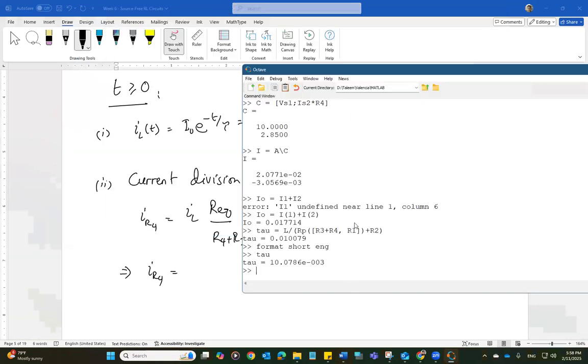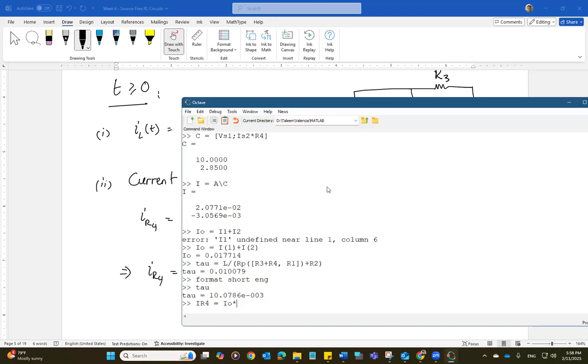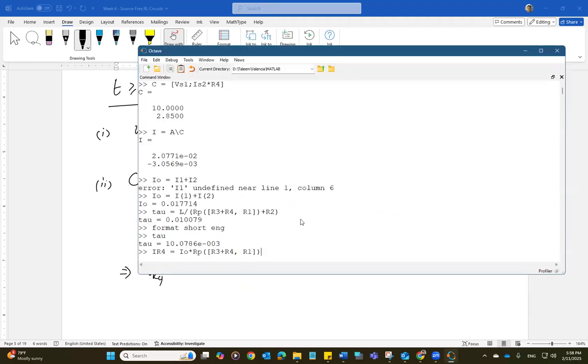Okay, so I'm calculating the coefficient of IR4. Let's call this IR4 is I naught, which is 17.7 milli right here, I naught times the parallel combination of R3 plus R4 parallel with R1, and divided by R3 plus R4.